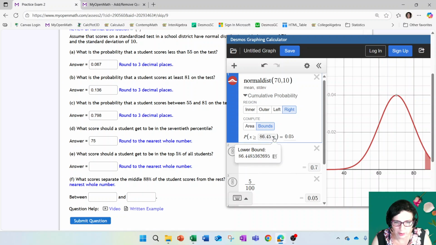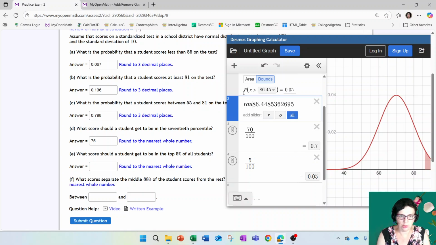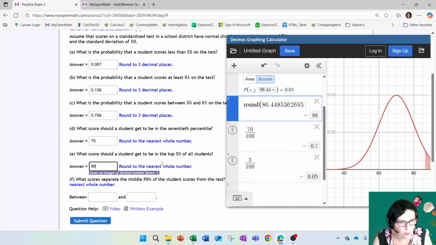Now, just to be careful, because it says whole number, I just want to make sure that I round this correctly. So I will just round. I don't need to put any decimals. It's a whole number. So this is going to be 86. Just wanted to make sure. Okay.